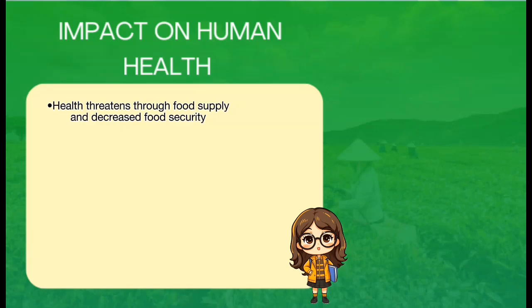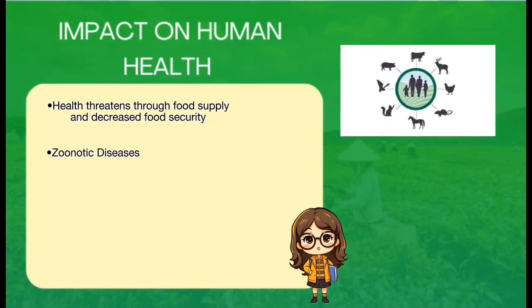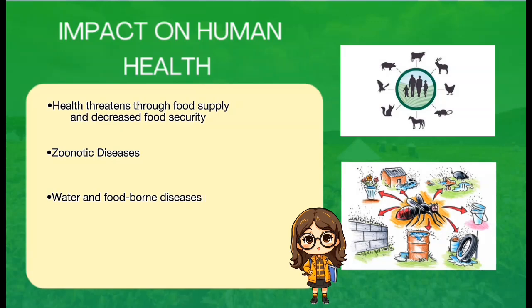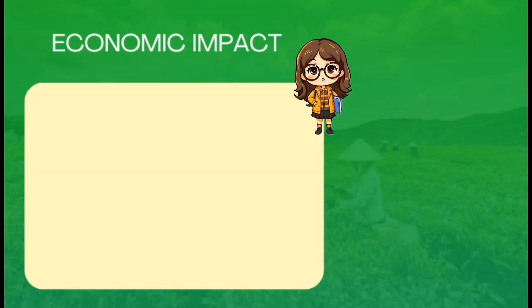Decreased food security exacerbates poverty, hunger, and malnutrition, particularly among vulnerable populations. Second, we have the zoonotic diseases. It is an illness transmitted from animals to humans, often through contaminated food, water, or direct contact. Third, we have the water and food-borne diseases. It results from consuming contaminated water or food. Lastly, we have the occupational hazards in agriculture, including exposure to toxic chemicals, physical injuries, respiratory problems, and mental health issues.